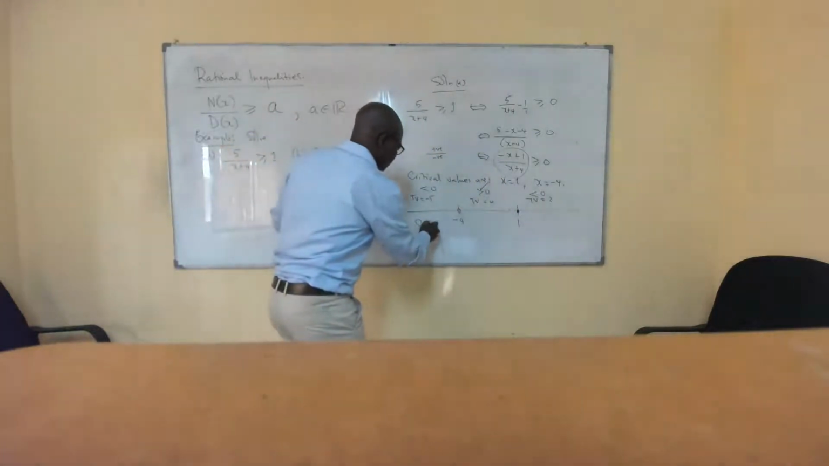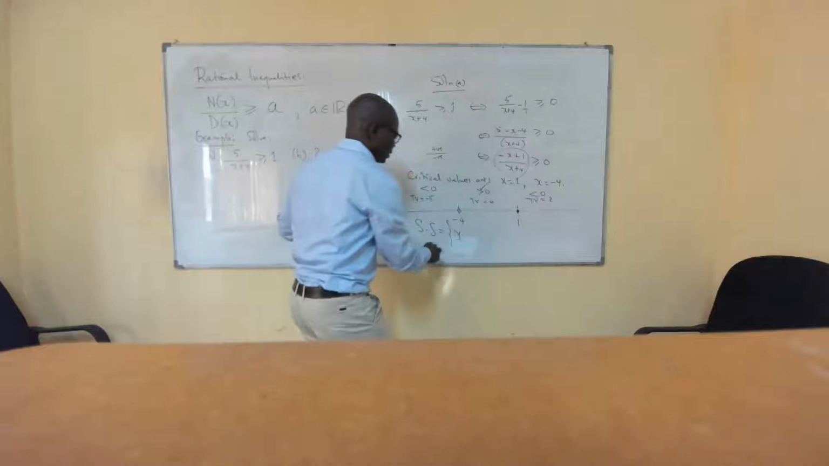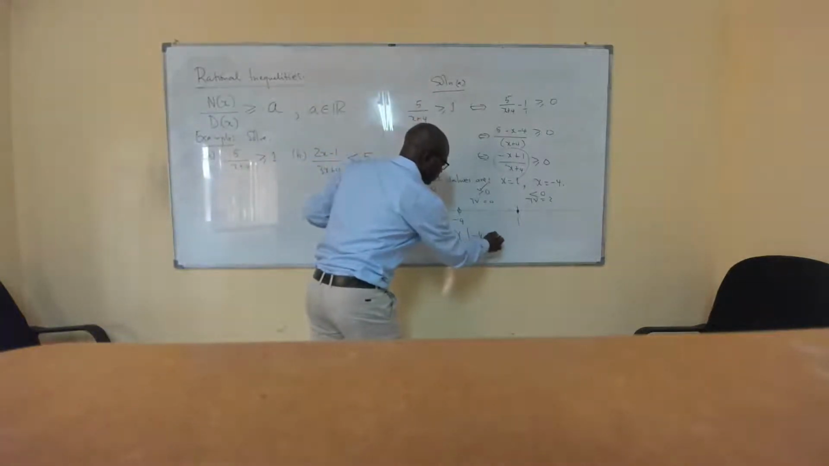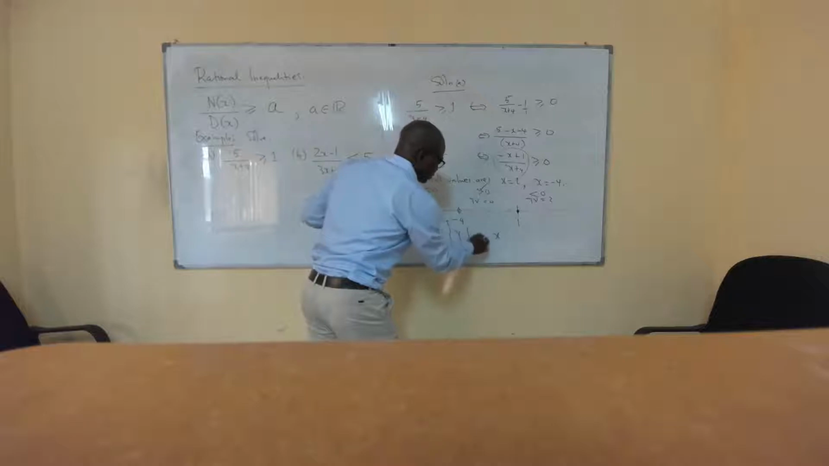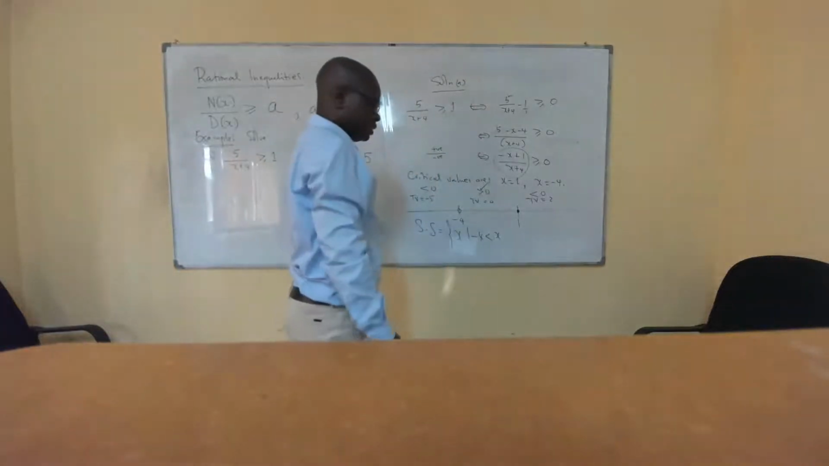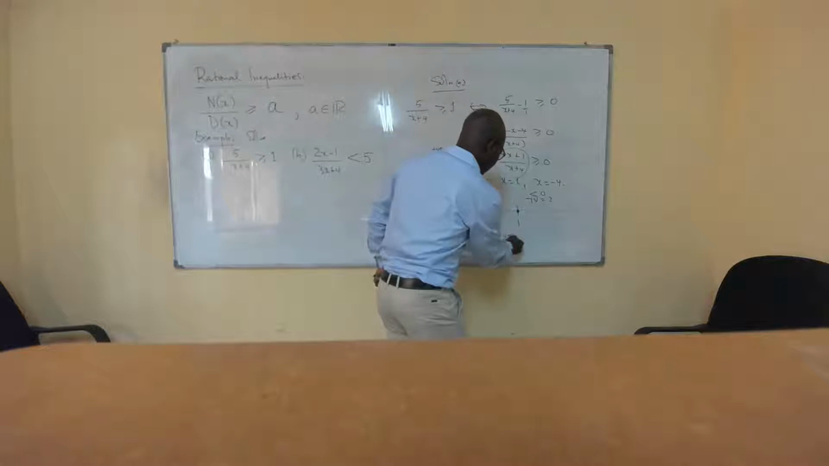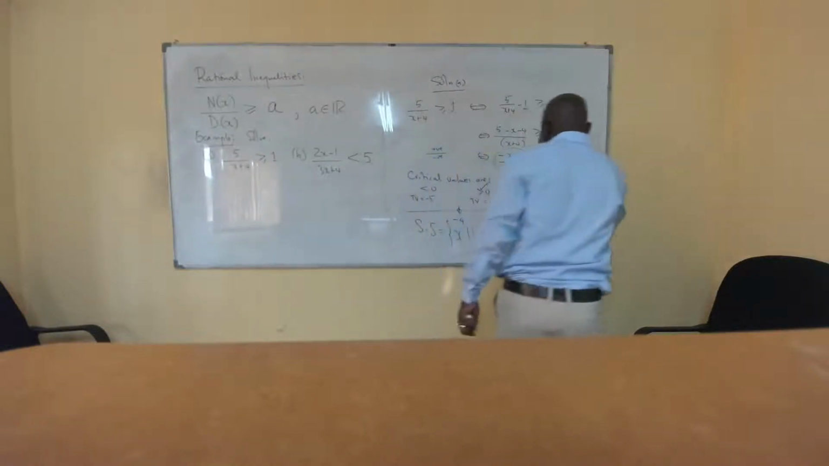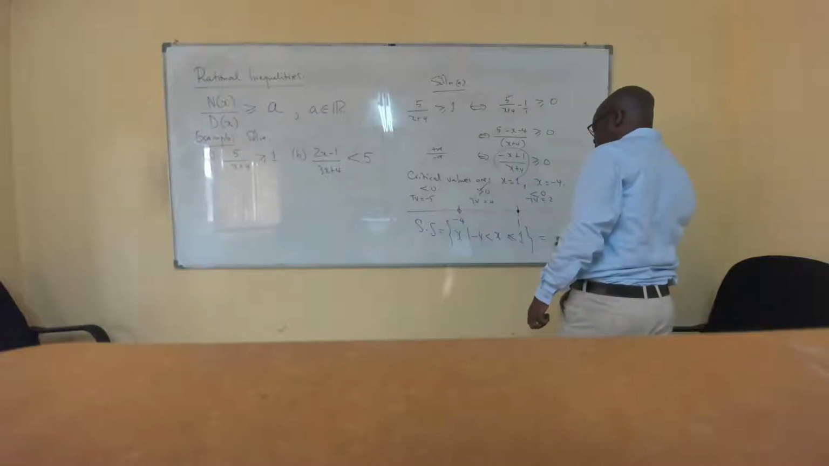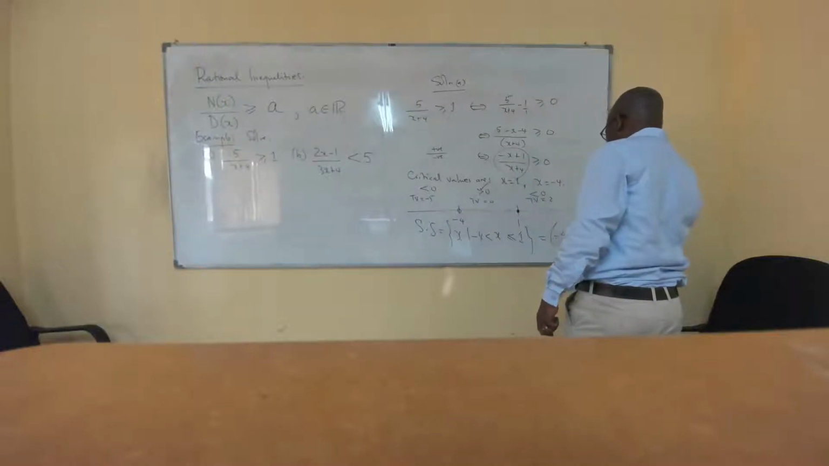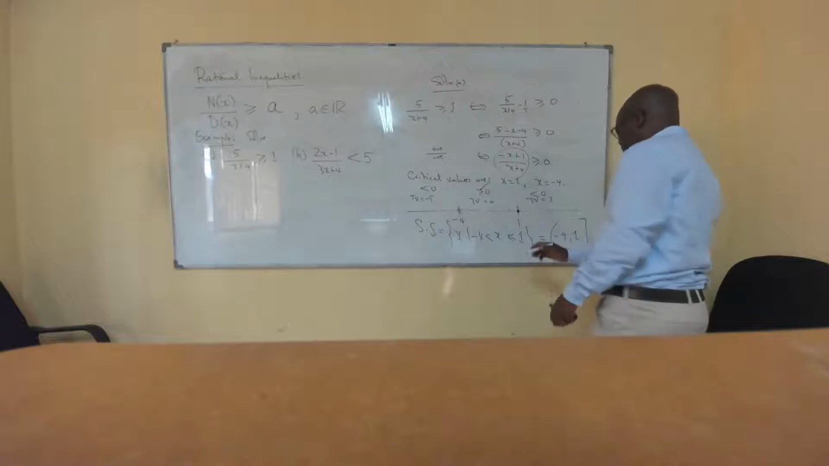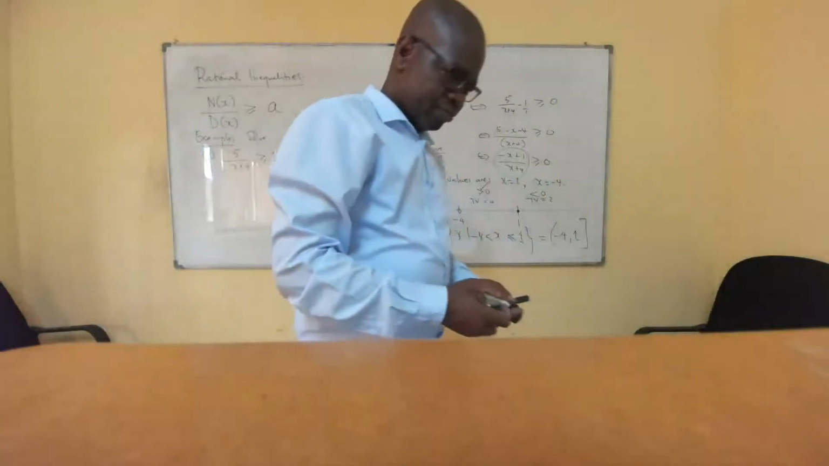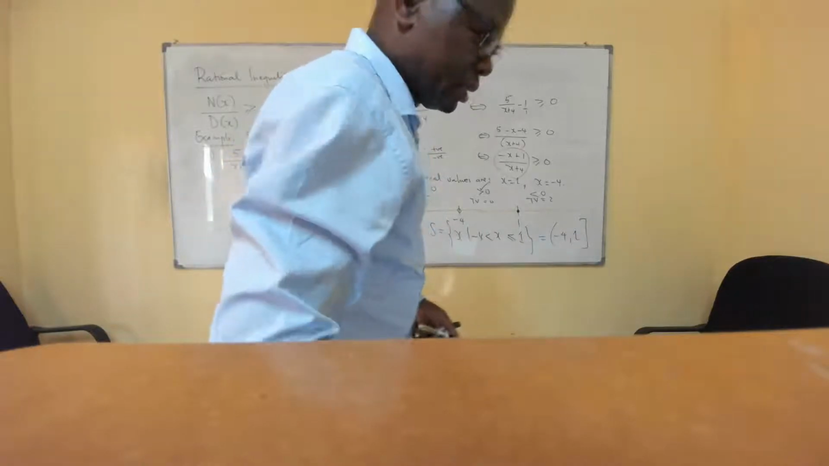So your solution set is the set of all x such that x cannot be equal to minus 4, so x should be greater than minus 4 but less than or equal to 1. So this is the answer. Or in interval notation, you can also write this as minus 4 to 1, like this. So let's see how you handle such a problem.